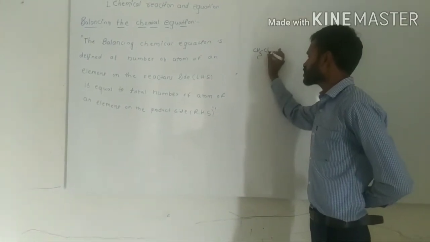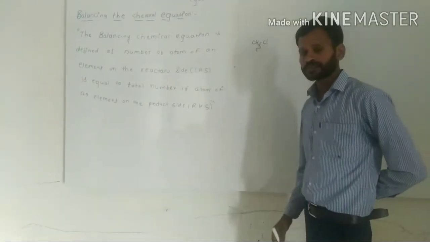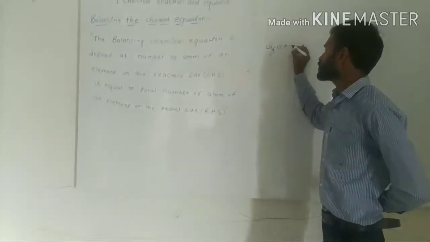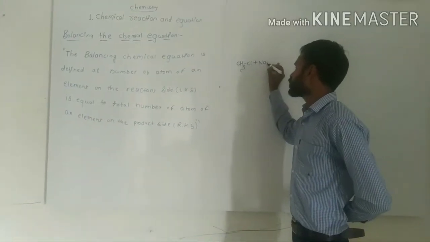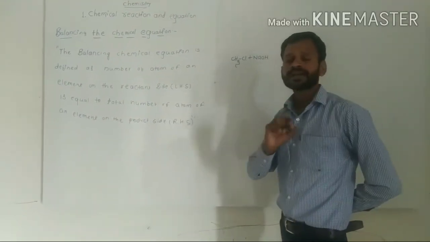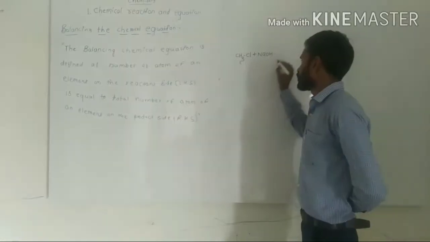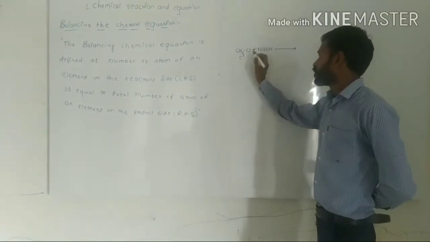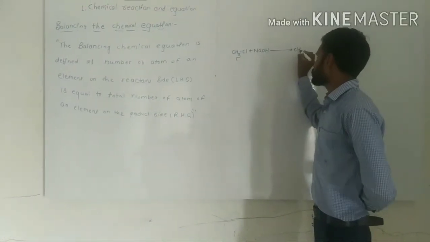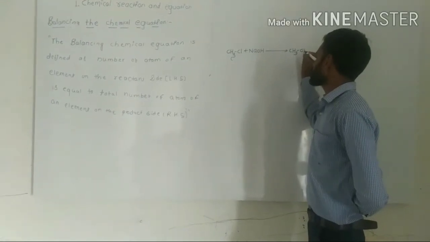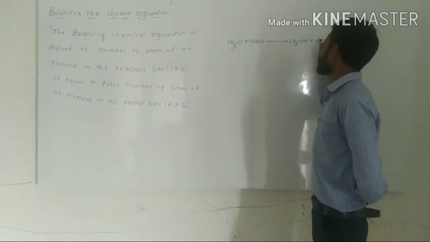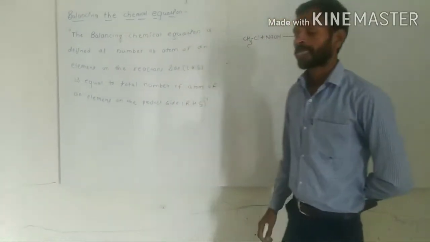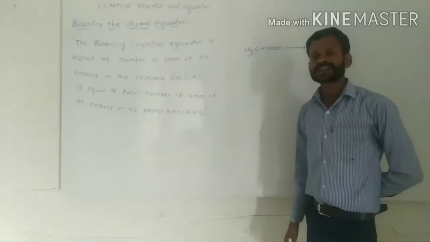Methyl chloride, CH3Cl, is the formula of methyl chloride, the common name. The IUPAC name is chloromethane. It reacts with sodium hydroxide, the formula of sodium hydroxide is NaOH. When the chemical reaction takes place, it forms methyl alcohol, CH3OH, plus NaCl, sodium chloride, the common salt. Now we'll check whether this chemical reaction is balanced or not.